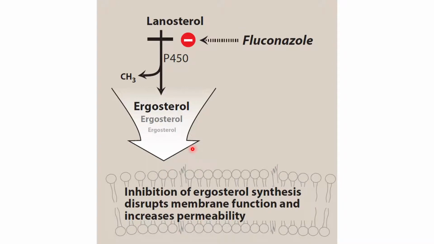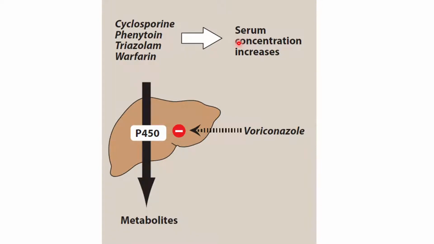Fluconazole is inhibiting the ergosterol production by inhibiting the enzymes, and that is more safe way, and that is why fluconazole is commonly used for the treatment of the vulvovaginal fungi infections, usually by Candida, and that is the most common indication for the fluconazole.